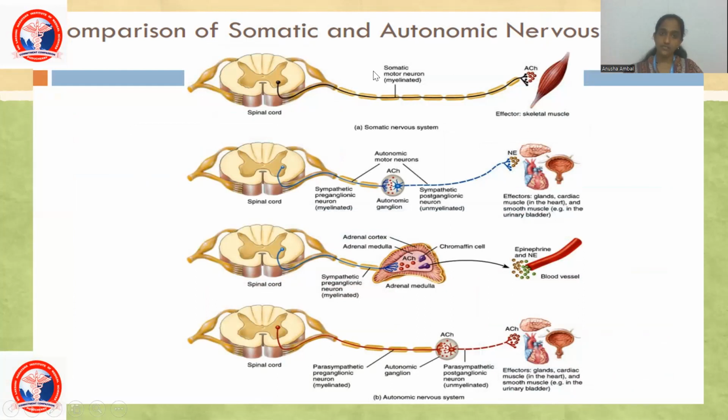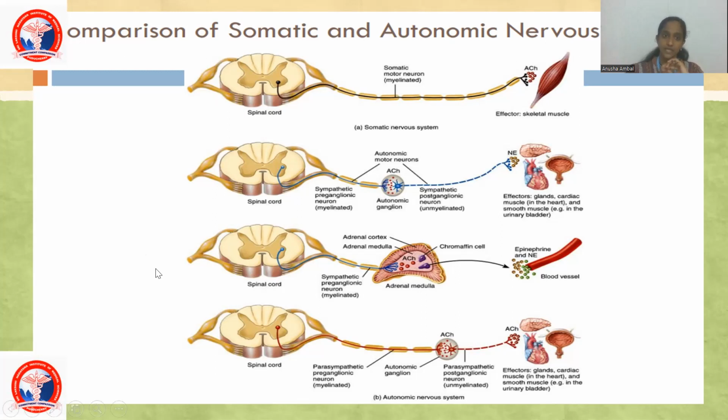The somatic nervous system will have no ganglia. It is a single neuron pathway. That is, from the spinal cord to the effector organ, we have a single neuron, which is called a somatic motor neuron, which is obviously myelinated. So there won't be any relay in between. Directly, the acetylcholine will get released at the effector cell.